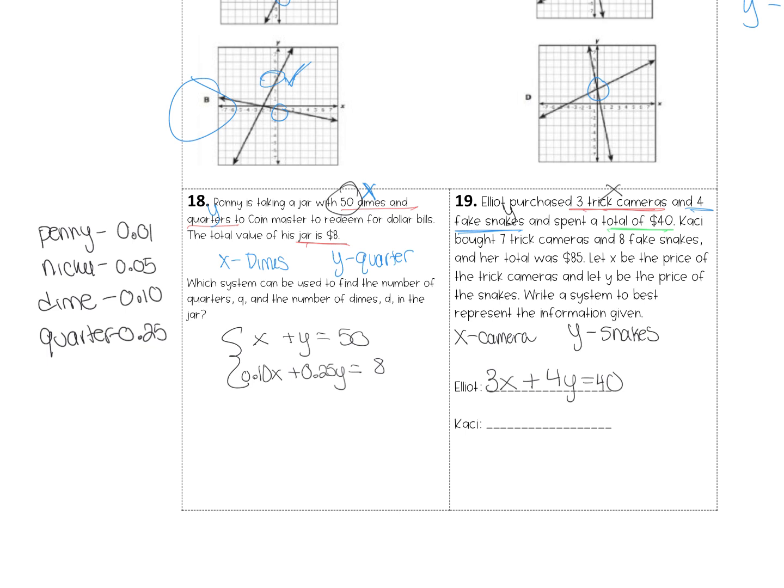Now Casey has 7 X and 8 Y. So 7X plus 8Y, and she spent a total of $85. And there's my equation.